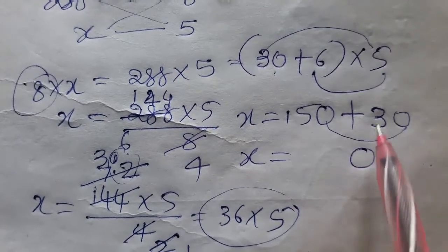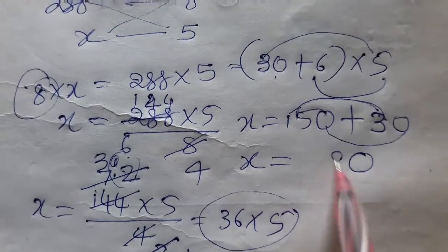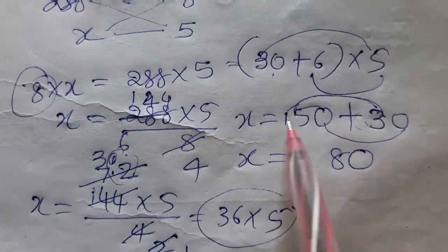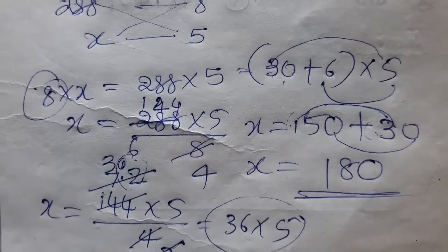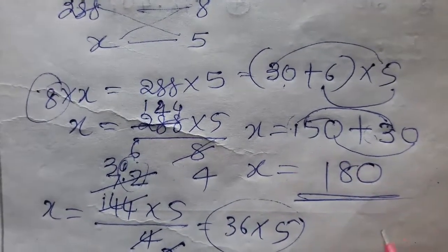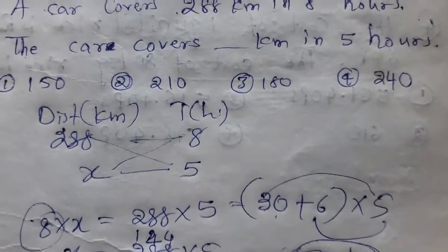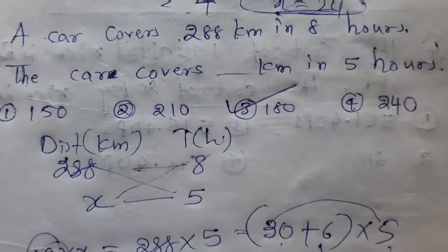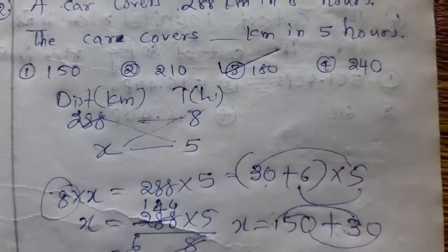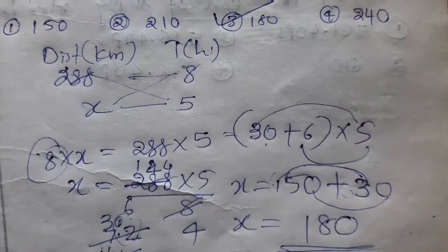0 plus 0, 0. Now add the tens place. Tens place is 5 plus 3 means 8. And hundreds place, here is 0, here is 1. So 1. So total is how many kilometers? 180 kilometers in 5 hours. The car covers 180 kilometers in 5 hours. So see, option number 3 is the right answer of the given question, isn't it? Now move to next question.